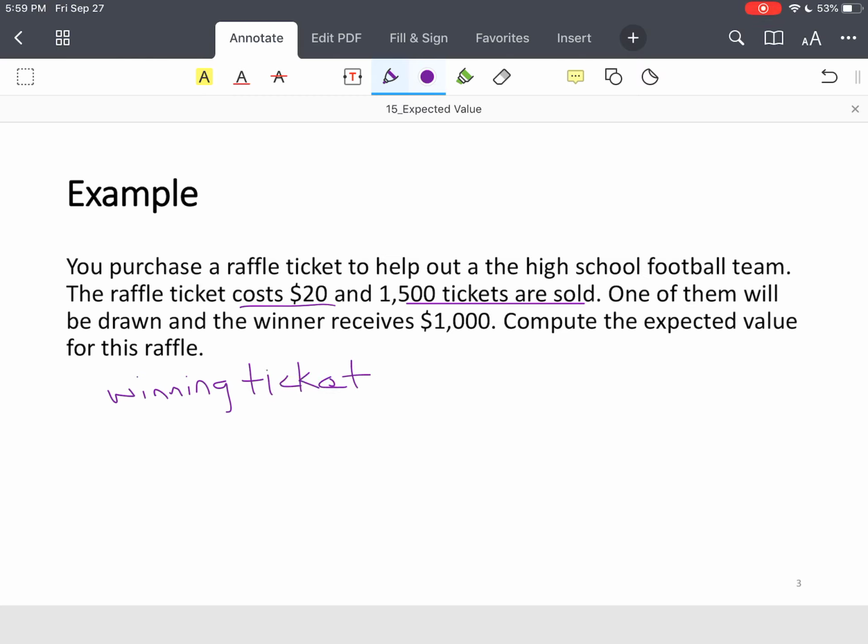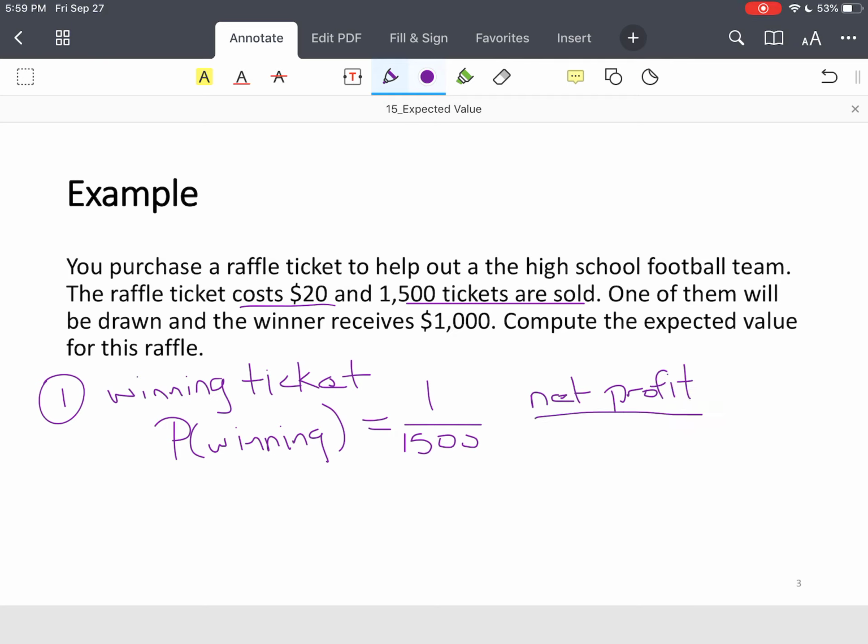So let's call this situation one, winning ticket. So the probability of winning, and let's use notation, probability of winning is there's only one winning ticket out of the 1,500 that are sold. Now, if you win, your earnings or your profit, I guess you would say, and I like to call it net profit.